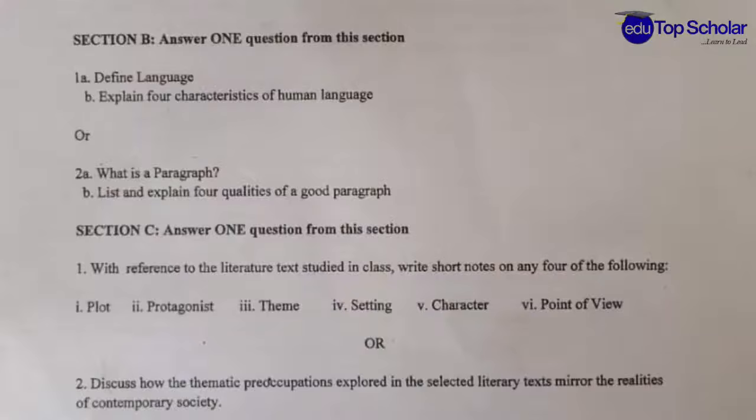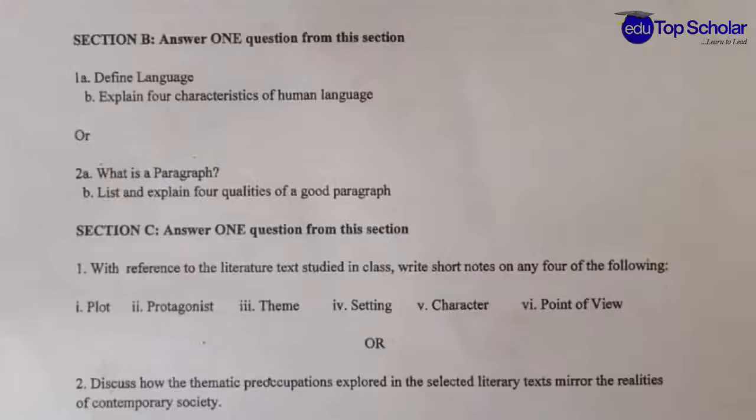So let's go to section C now. Section C, you are going to answer one question from this section too, but we are going to go through the 2 questions there. Now, that is literature aspect. Any question we give you, we expect you to make reference to Resilient Heart. That is the literature text we have read in class. Make sure you make reference to that literature text whenever you are answering any question from this section.